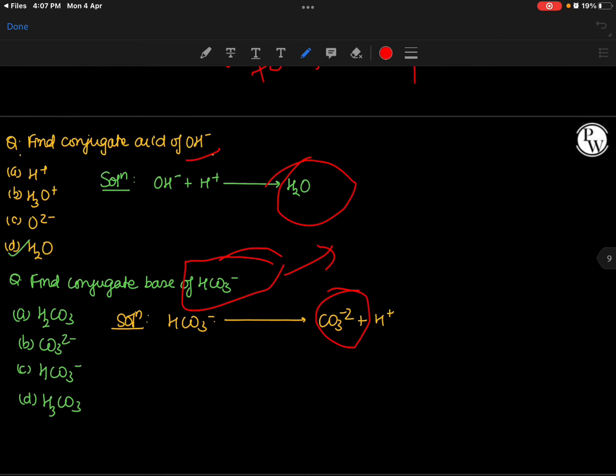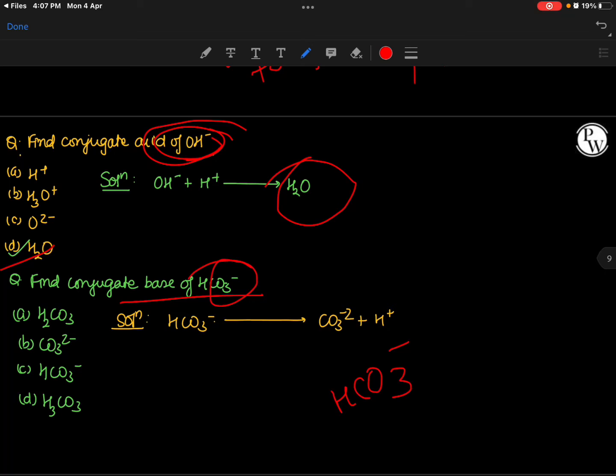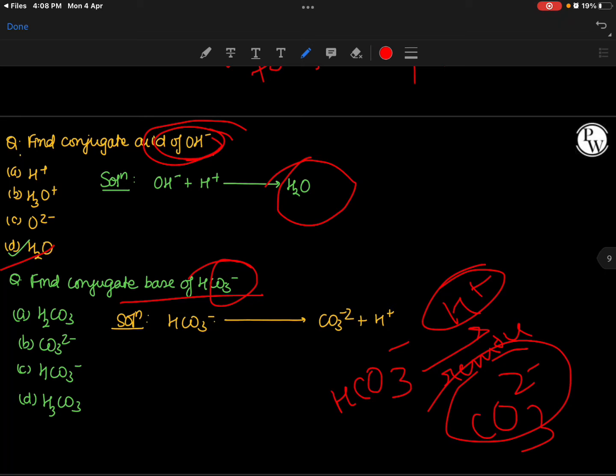Now this is the example. Find the conjugate acid of OH minus. If we want to find the conjugate acid of a base, then we will add one H plus, then it becomes water. Now there is some question. Find the conjugate base of HCO3 minus. We will find the conjugate base of this acid, so we remove one H plus, then we get CO3 2 minus, which is the conjugate base of HCO3 minus. That is the answer.